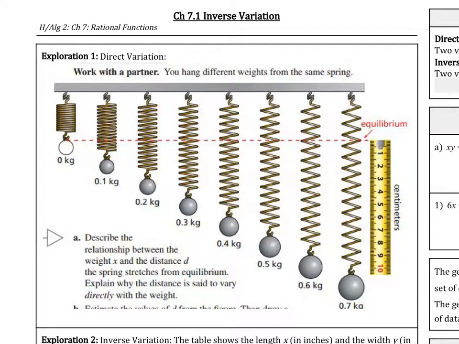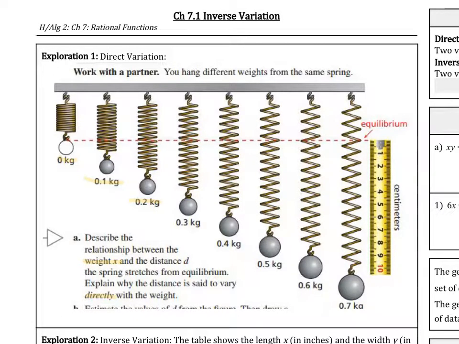So let's take a look at this first exploration on direct variation. I want you to take a look and see if you can describe the relationship between the weight x, so these are the weights here, and the distance d that the spring stretches from equilibrium. Equilibrium, as you notice, is this red line right here. That's the equilibrium. And then you want to explain why the distance is said to vary directly with the weight.